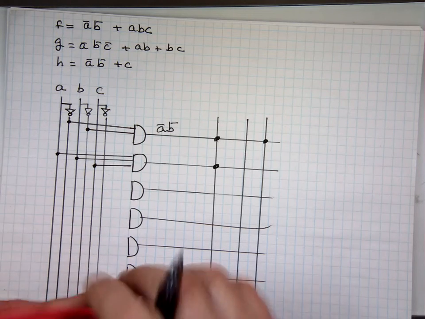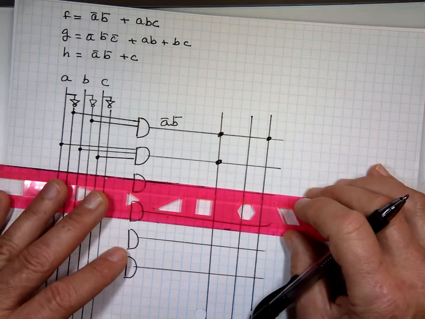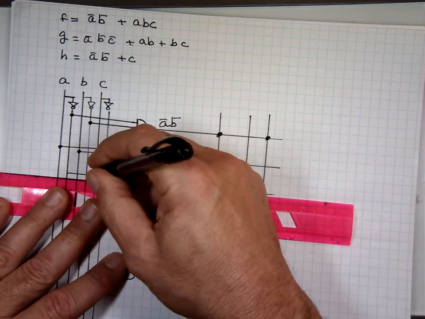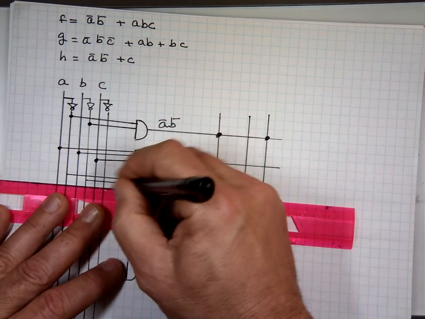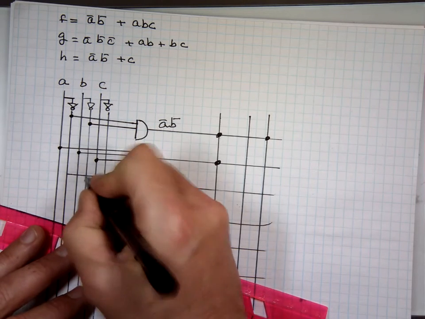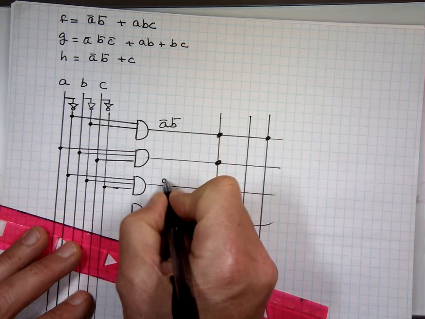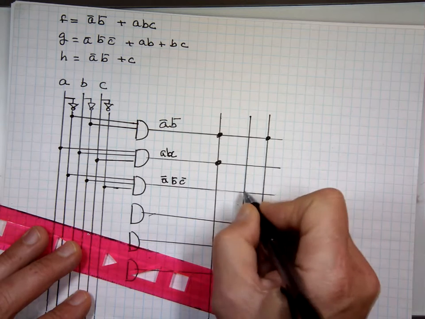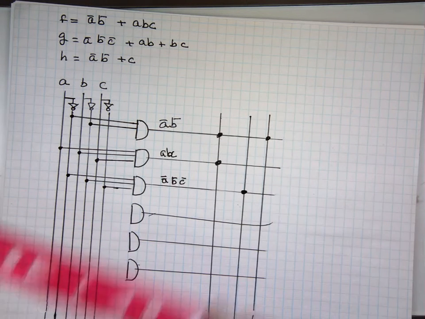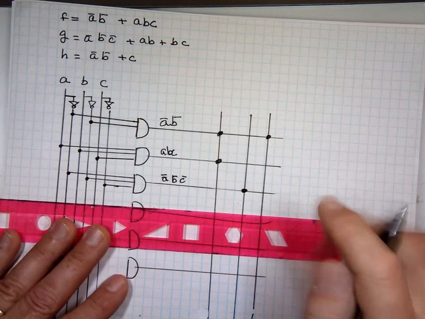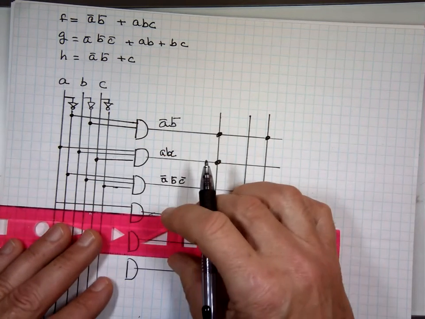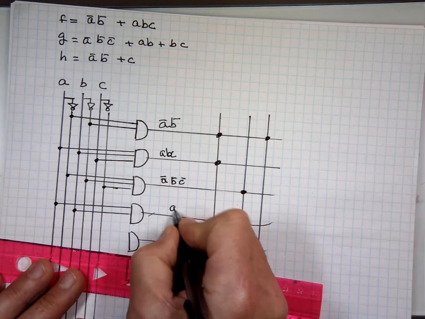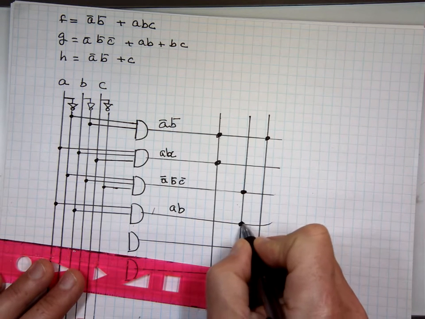The next one, A bar, B bar, and C bar. And that's going to G. Next one, A and B. Where's that going? G. Then B and C.